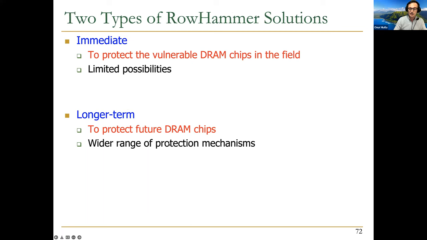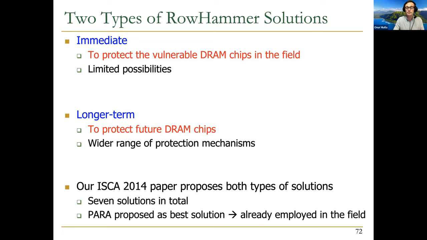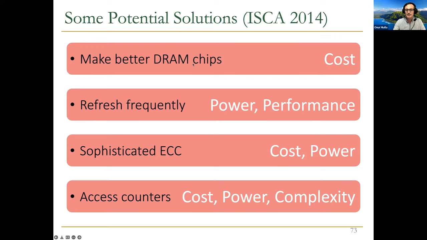So in the original paper, we discussed 7 solutions in total, and we discussed a solution called PARA. It's already employed, variants of it are already employed in the field, but I believe we have better solutions going into the future, as we will discuss. So these are some example solutions that we discussed in our original paper. Clearly, making better DRAM chips would be nice, but this comes at a cost. Isolating rows comes at a cost. Different materials, such that this doesn't happen, come at a cost. And eventually, if you push for storage density, at some point, you get into these disturbance issues.